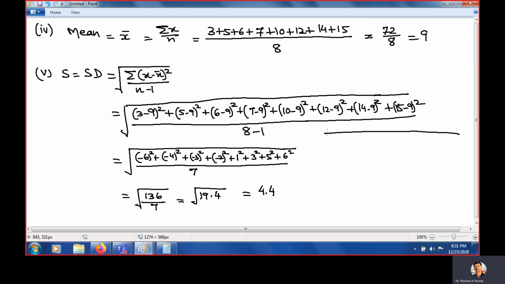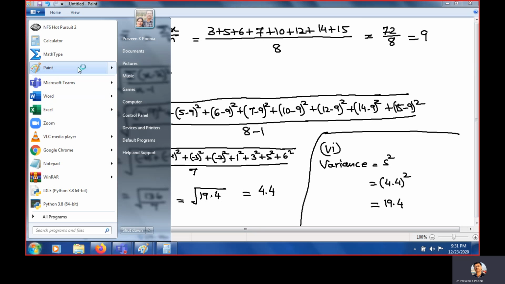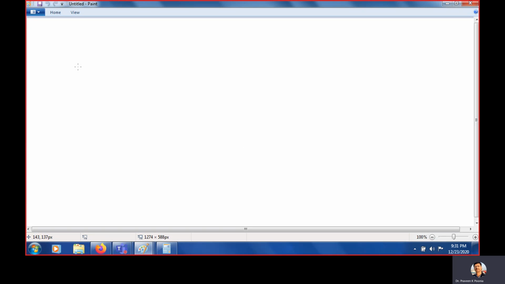And the last point in this is the variance. And variance is the simple thing. It is only the S square. S square means 4.4 whole power 2, and that will be 19.4. Clear? So this is how you can calculate all the 6 things for a given data.